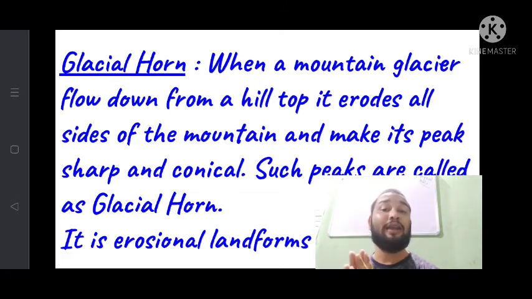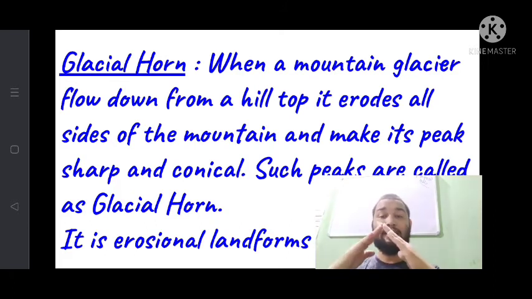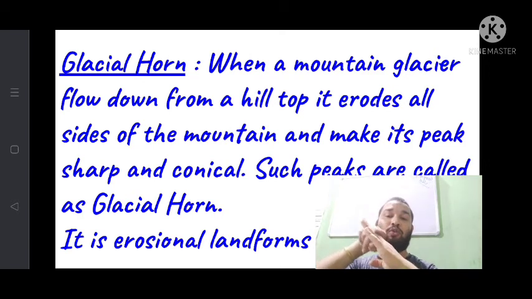When a mountain glacier flows down from the hilltop, it erodes all sides of the mountain and makes its peak sharp and conical in shape. If this is a hill and the glacier moves from the top to bottom, it will cut down the surface of the hill, and because of that the hill becomes conical in shape, very sharp and conical. Such peaks are called glacial horn.